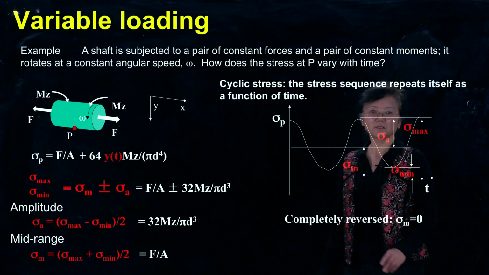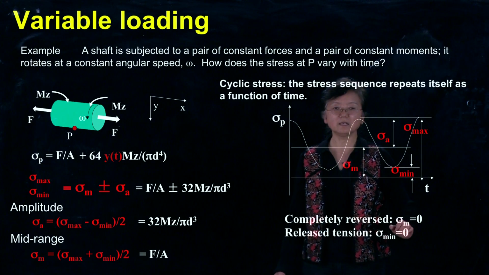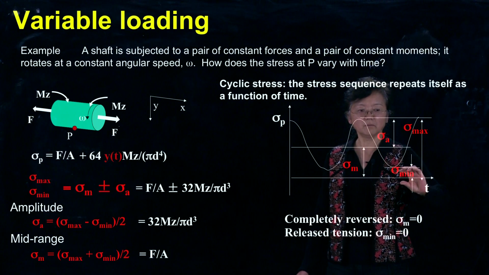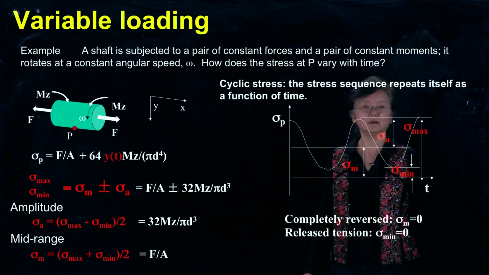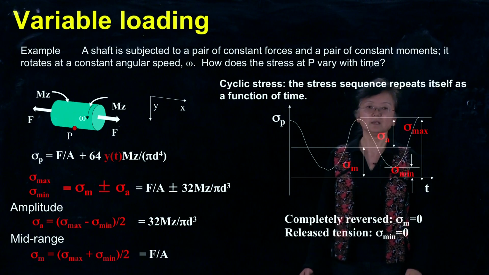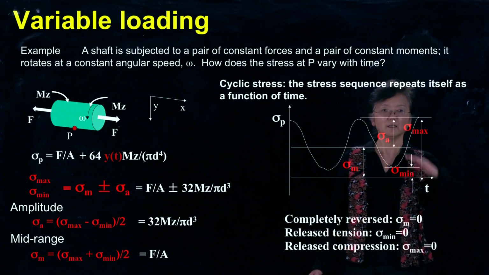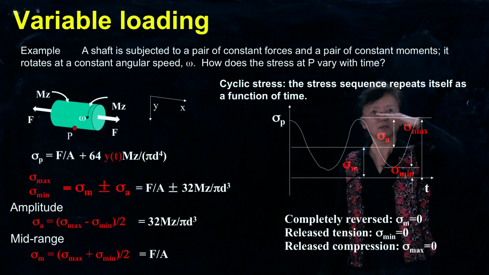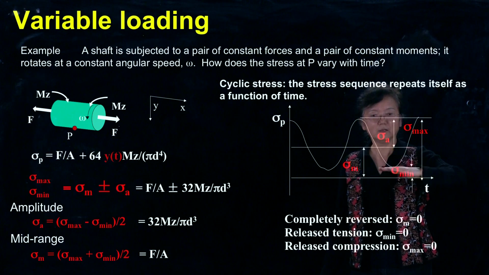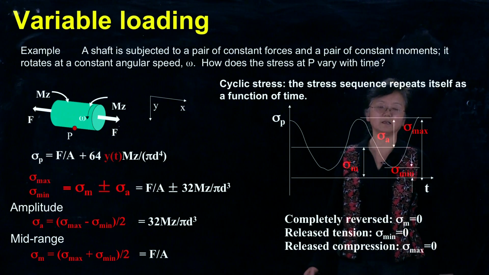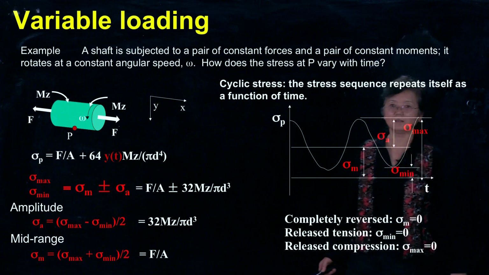We can also have something called the released tension. That means that the minimum stress reaches 0. All the other values are just on the positive side. We can also have something called the released compression. That means the maximum stress reaches 0. All the other part stays on the negative side. That's the end of this portion.